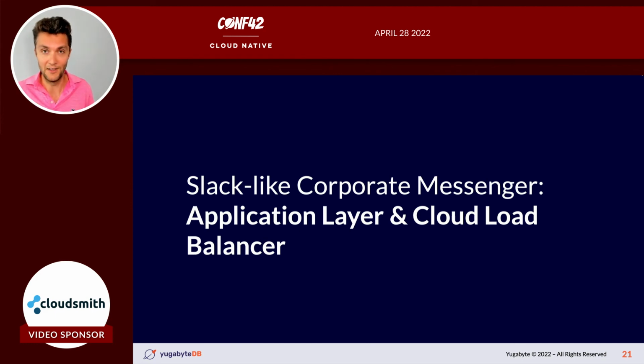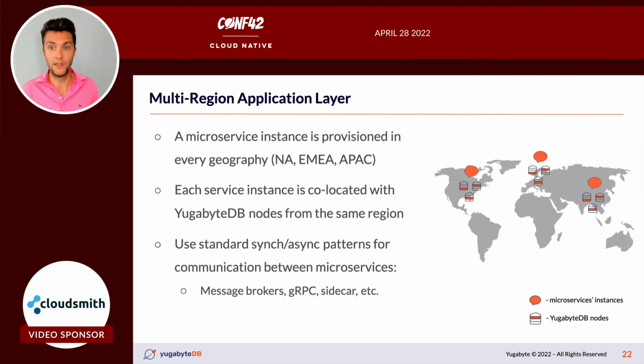That's enough for the data layer. Let's talk about the application layer. When it comes to the application, again, we have 4 microservices: messaging, profile, reminders, and status. And we have customers across the globe. We are going to deploy an instance of every microservice in every location: North America, Europe, and Asia. Also, we are going to collocate those instances with the local YugabyteDB nodes.